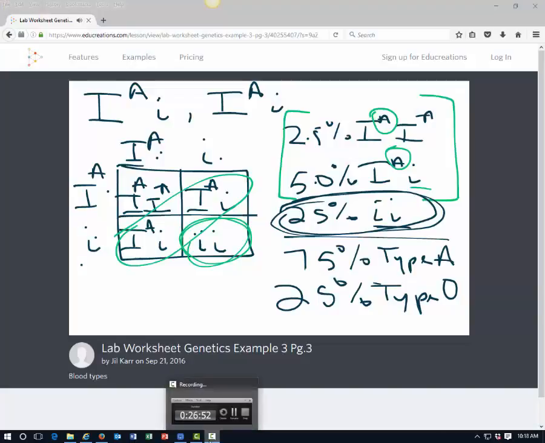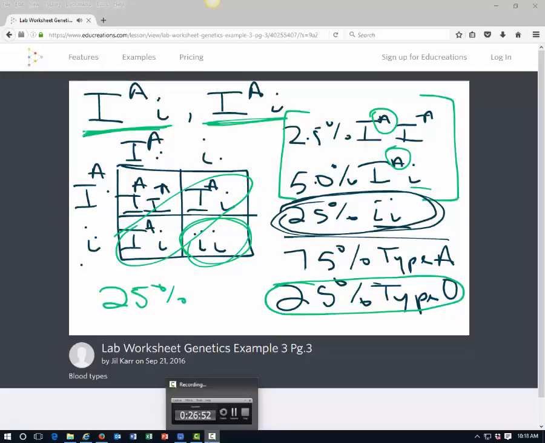So the question at the bottom of that third example on page 3 is, what is the probability that a child will have a different phenotype from the parent? So both parents are type A because they are heterozygous. They are type A, or capital I^A little i. So the probability that they'll have a different phenotype from the parent is this group here, this 25% type O. That's a different phenotype than either parent, which are both type A. So therefore we can say there's a 25% probability that you're going to have a child that is type O.